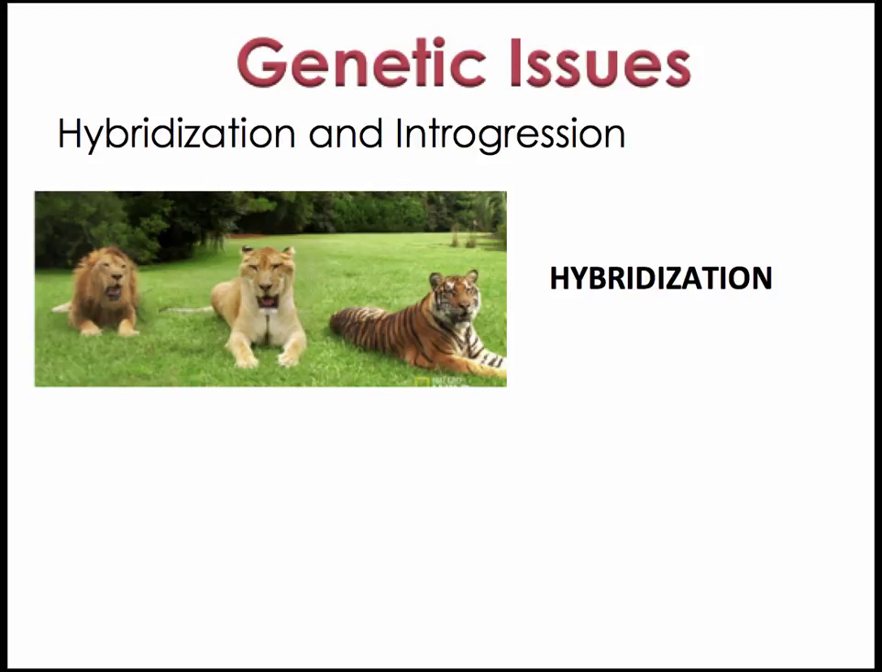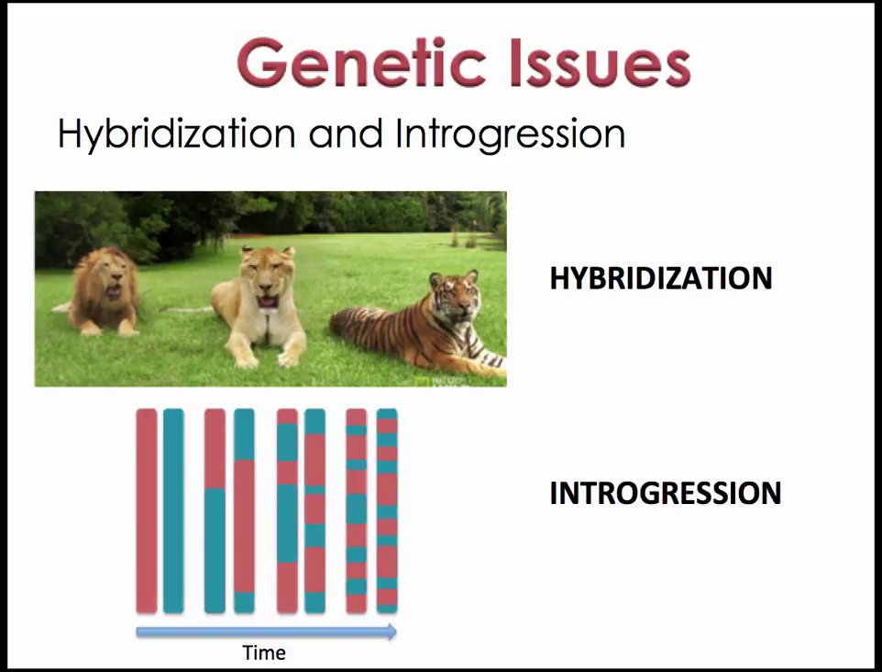Hybridization is an ecological term. It's when you have two species that are mated together. So here is an example of the lion mated with the tiger, becomes the infamous liger. But introgression is a genetic term, and it means the gene flow of alleles from one species to another and the gradual mixing of those alleles. You can see this represented by this figure where each color represents a different species, and you can see over time there's a lot of mixing.